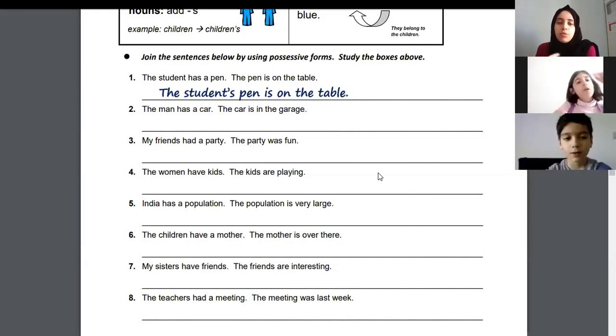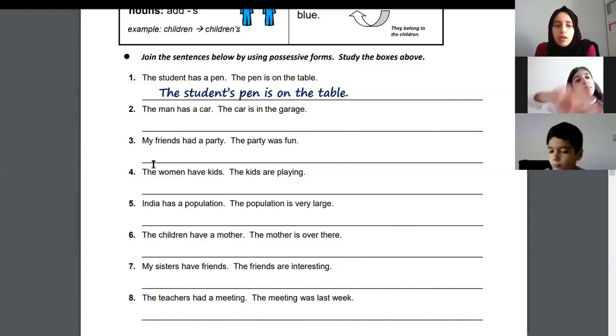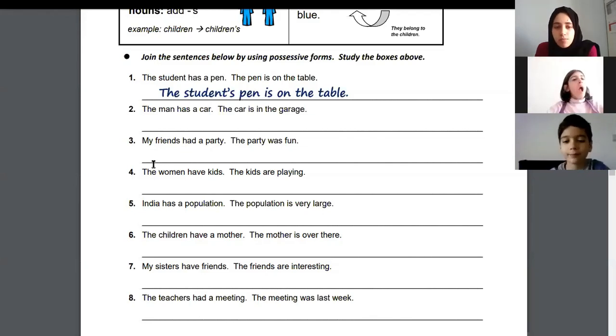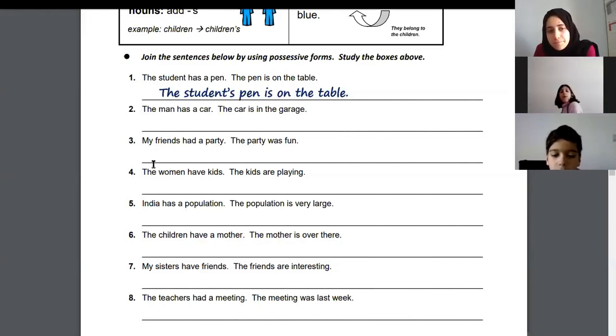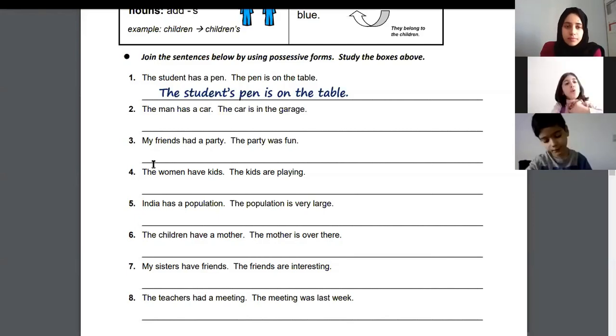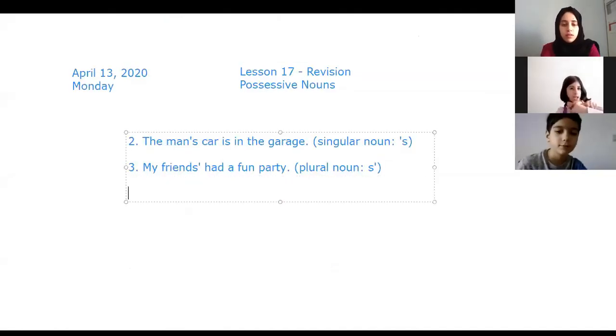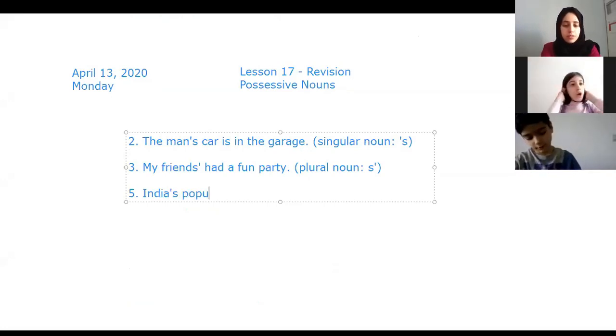So who is the population for? It belongs to who? India. Yes, the population belongs to India. So in your notebooks, you will write number 5, India's population is very large.